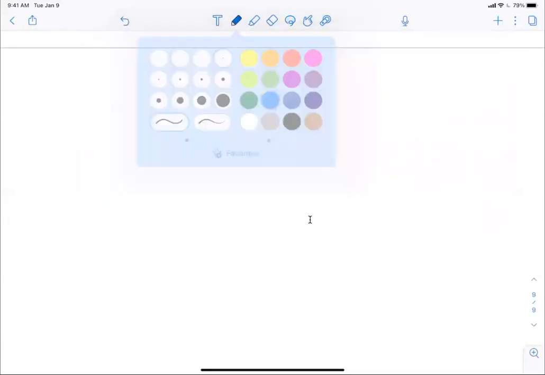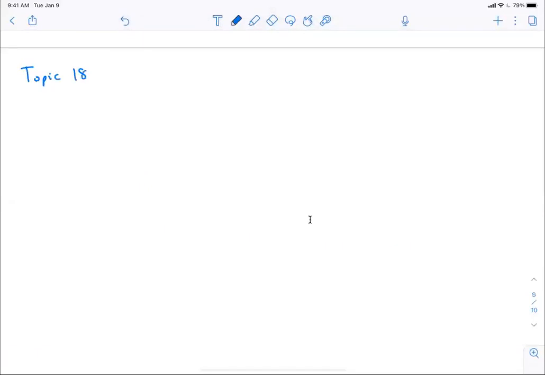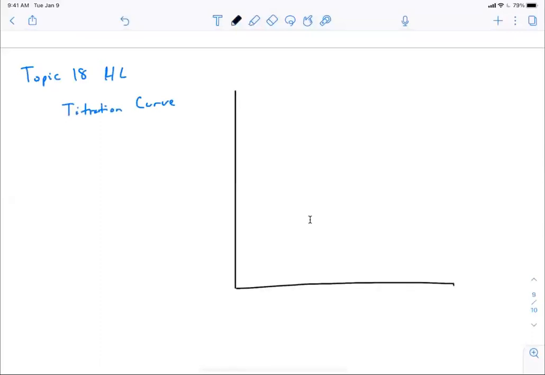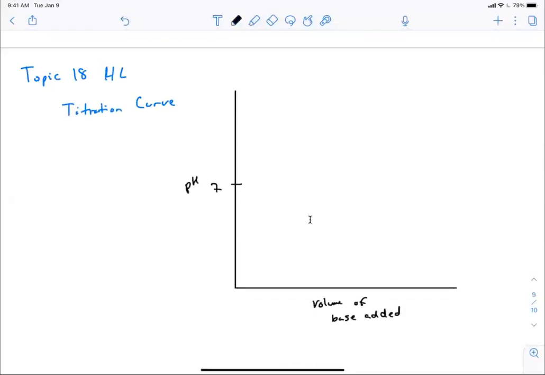Another higher level topic, 18, and that is a titration curve, okay? Understanding a titration curve goes down to a lot of different aspects, okay? One, you have your pH versus volume, I guess for our purposes, volume of base added here, okay?